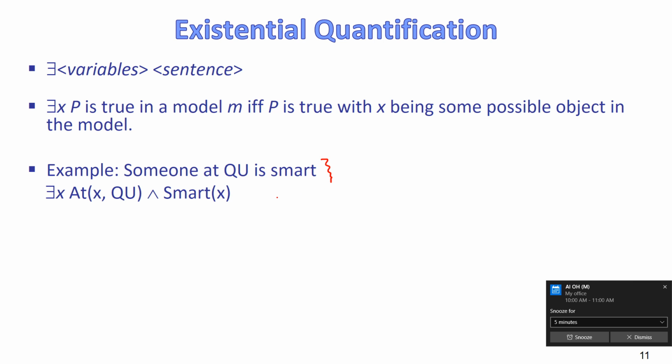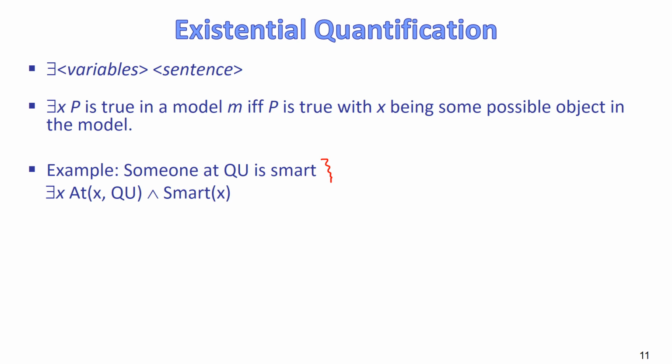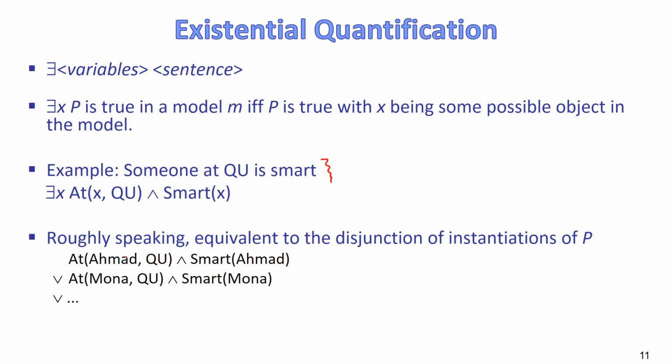Of course, if I want to say this sentence in propositional logic, I have to have a disjunction of sentences for every person in the world in that model. So I have to say Ahmed is at QU and Ahmed is smart, or Mona is at QU and Mona is smart, and so on. Of course that's very easy to say using the existential quantifier.